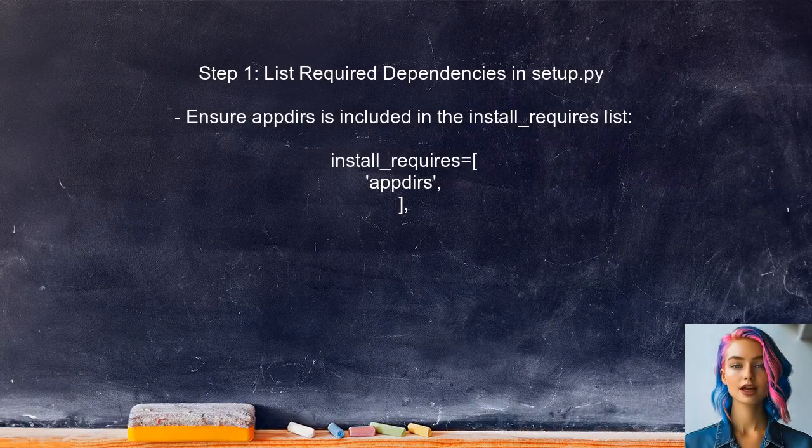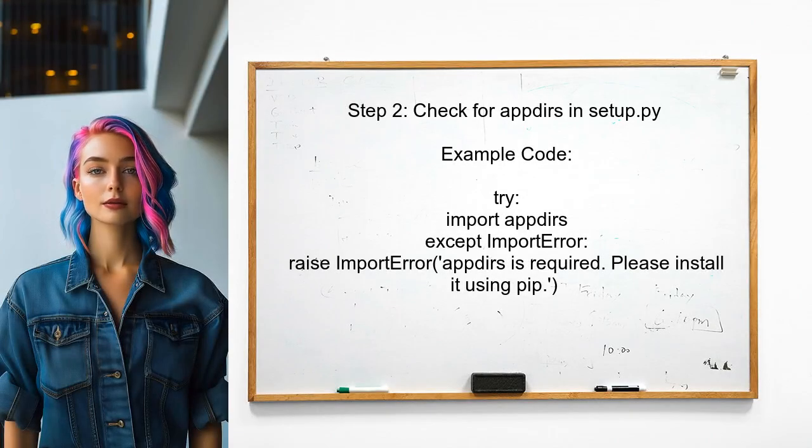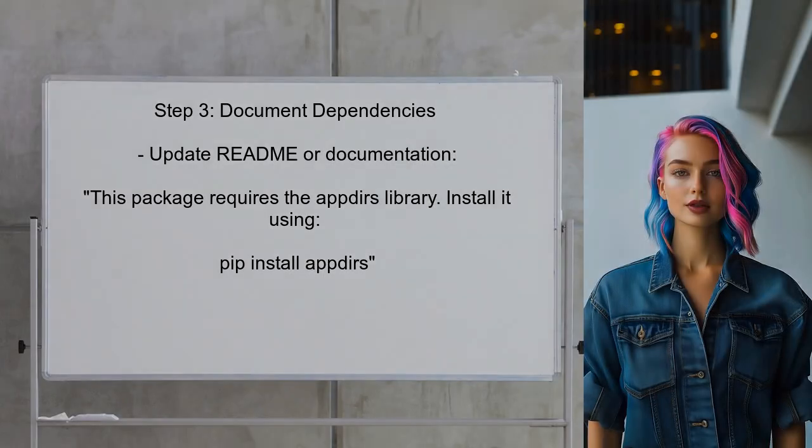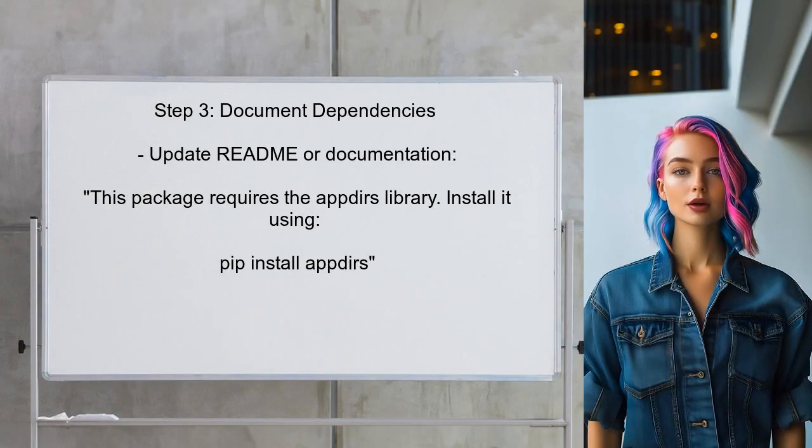To handle the issue of importing third-party libraries in the setup.py script, the user should first ensure that all required dependencies are listed in the setup.py file. This includes the aptors library. Next, the user should modify the setup.py script to check for the presence of aptors. If it is not installed, the user can provide a clear error message to guide them. Additionally, the user can document the requirement for aptors in the package documentation. This ensures that end users are aware of the dependency before installation.